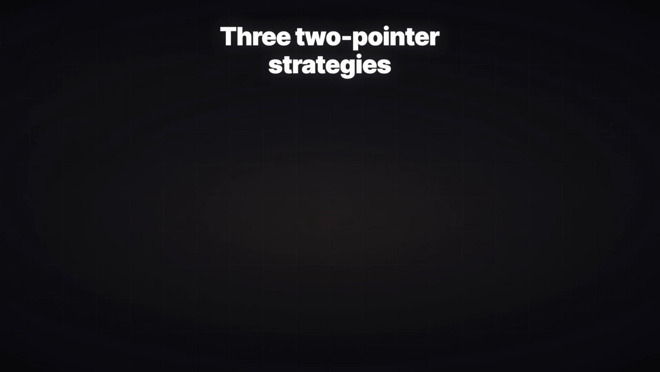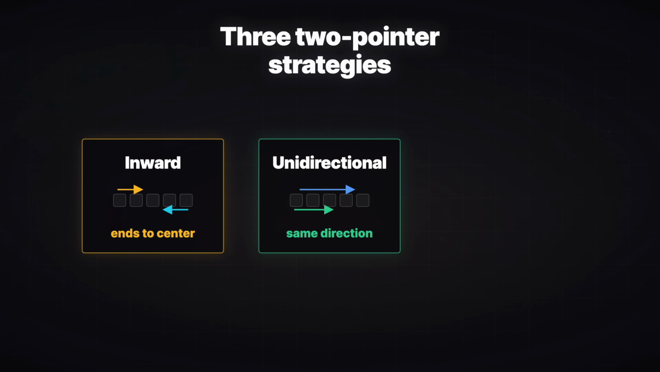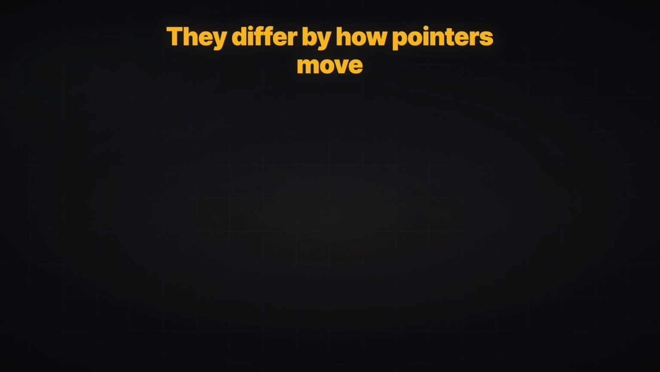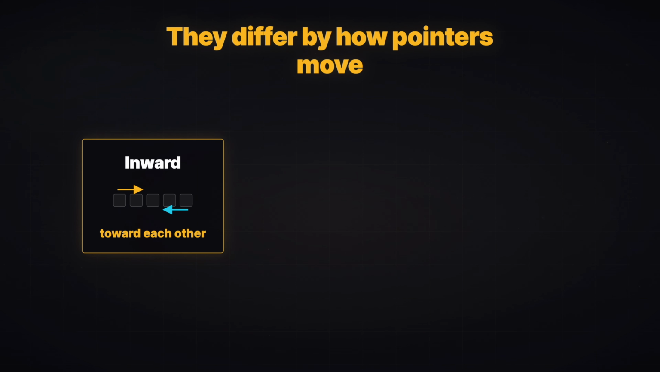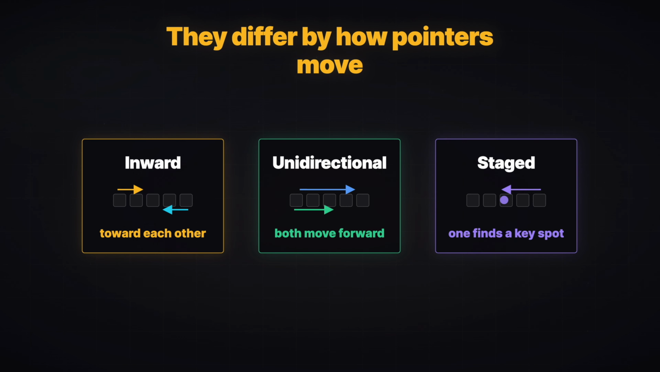There are three common types of two-pointer strategies. First, inward traversal. Second, unidirectional traversal. Third, staged traversal. These three types are important because not every two-pointer problem works the same way. Sometimes the pointers move toward each other. Sometimes both pointers move in the same direction. And sometimes one pointer finds an important position first, then the second pointer is used later.